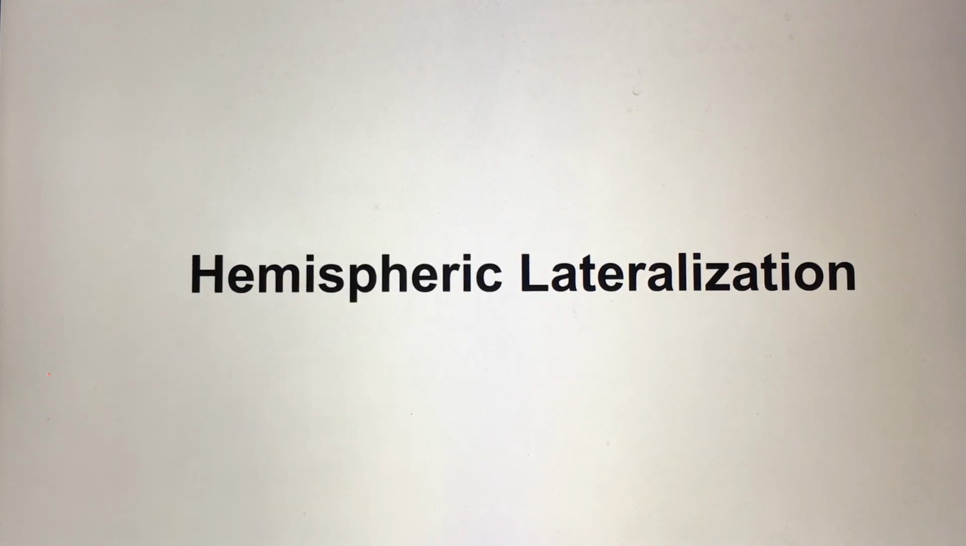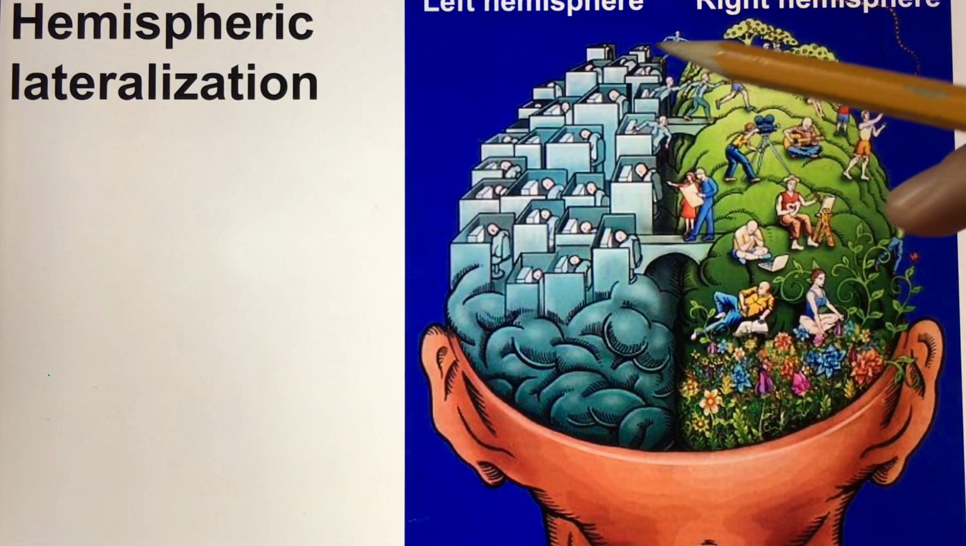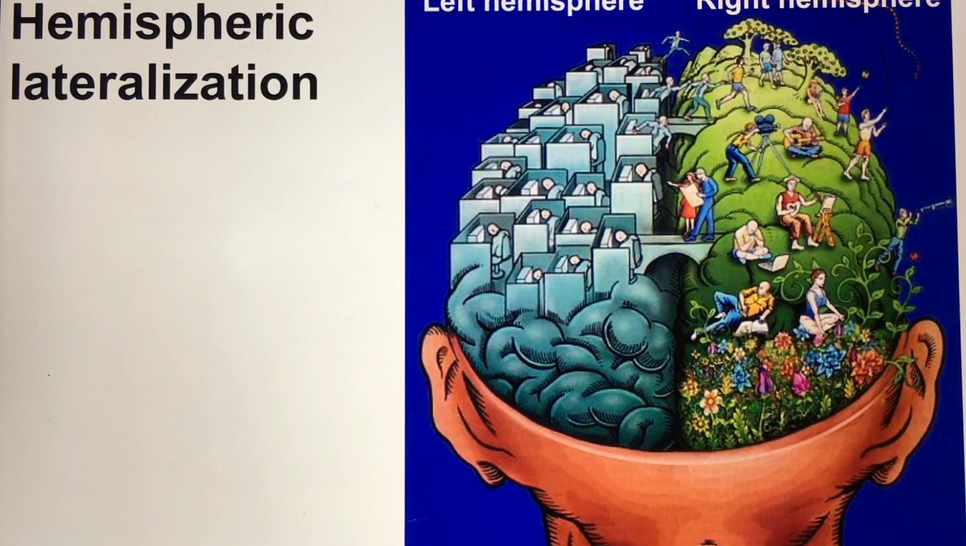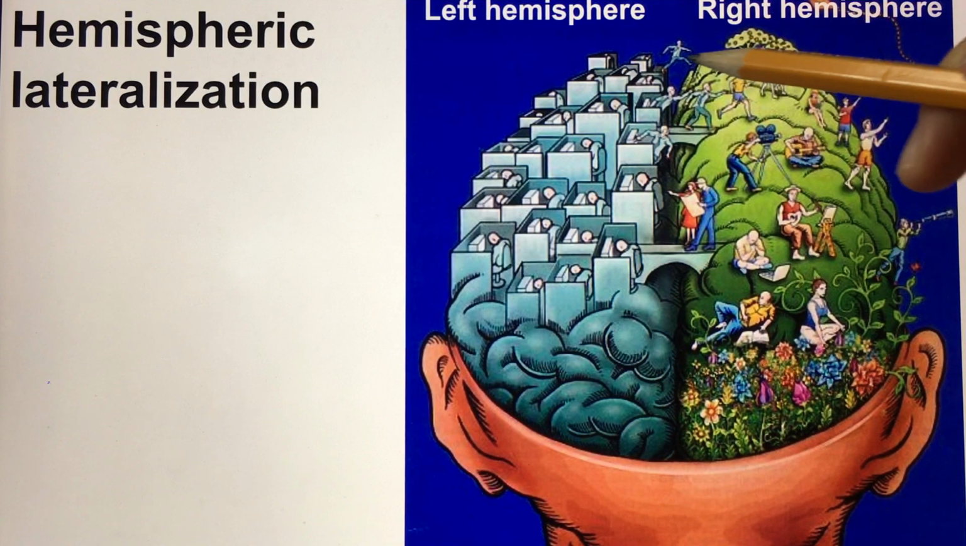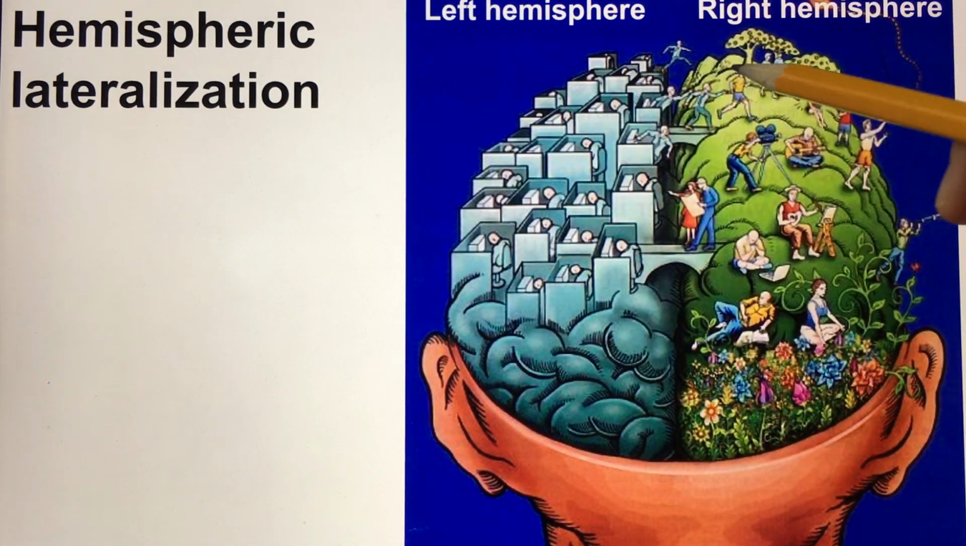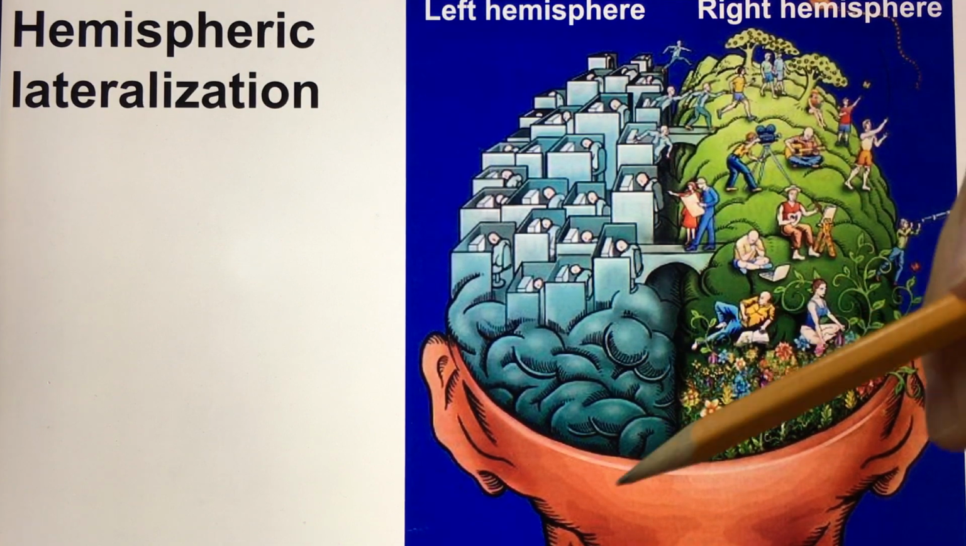So hemispheric lateralization refers to the separation of the functions in the right and the left hemispheres of the cerebrum. So we actually have 2 sides of the cerebrum, the left side and the right side. And the way they work is a little bit different from each other. For example, left hemisphere functions are similar to the right hemisphere functions as far as where they're localized, but the way those functions are executed is a little bit different.